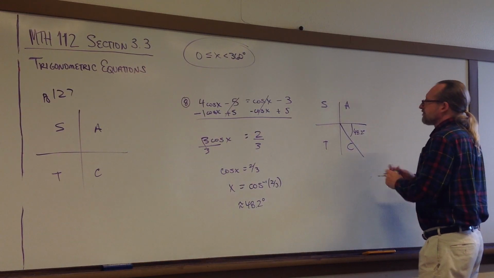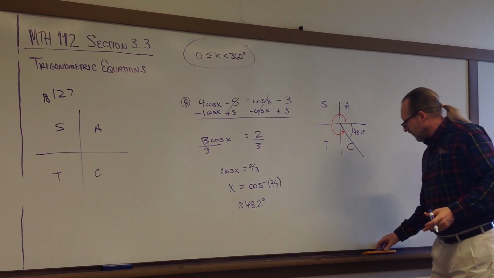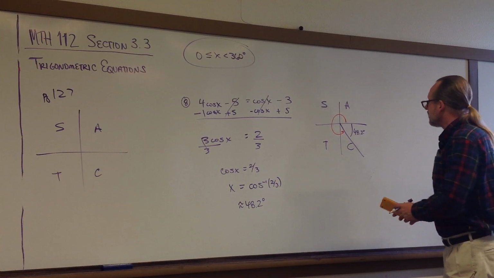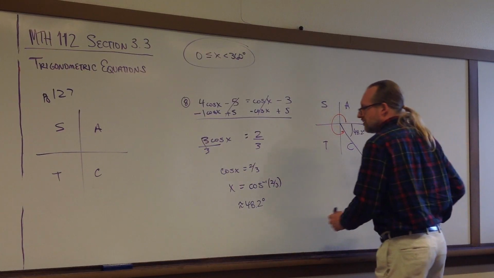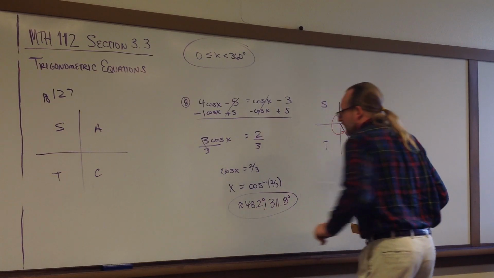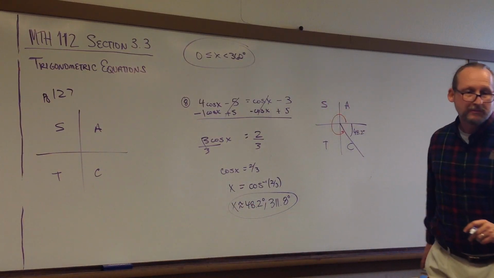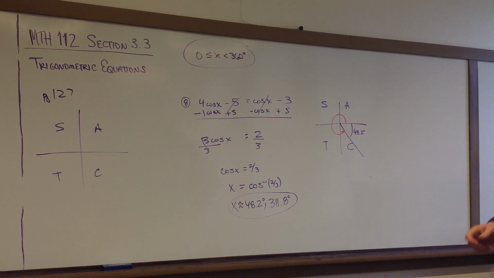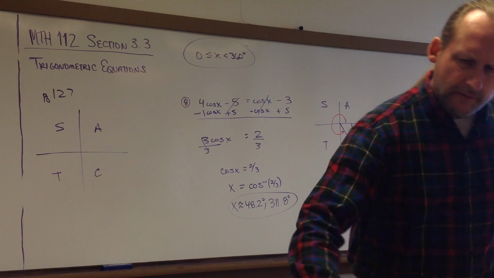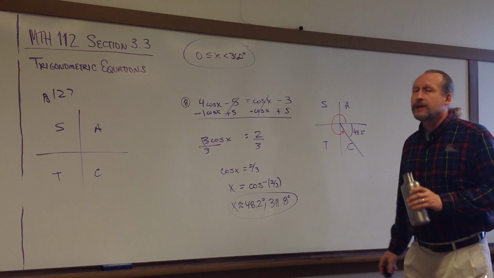That's this angle right here. And so we do 360 minus 48.2, which is 311.8. And so there's our two angles, one in the first quadrant, one in the fourth quadrant. Good. All right. So that's the first part of these problems in section 3.3. The next set of problems involves quadratic equations. So let's take a look at those.